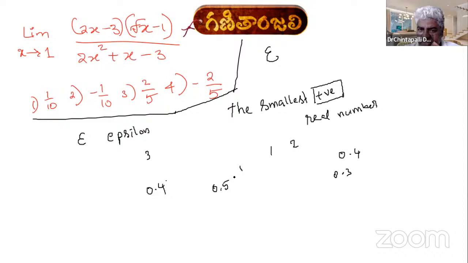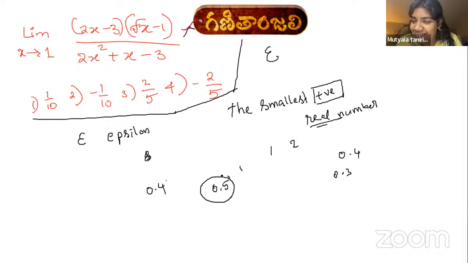0.3 is smaller than 1, 0.5 is smaller than 1. Try another number. What is the smallest positive number? Real number means it need not be an integer. It can be 1 by 2. Very good, that means 0.5.